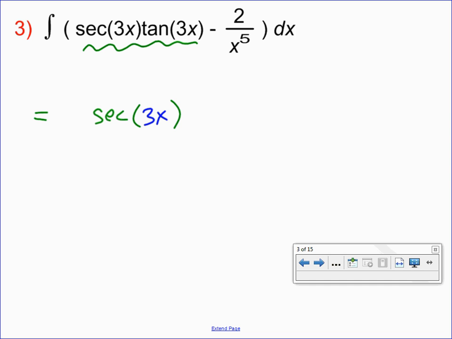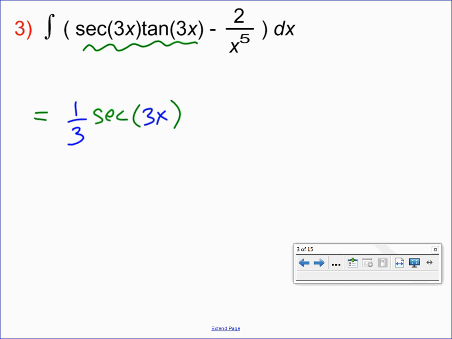No, and so I need to account for that by including what in my antiderivative? A 1/3. Then when I differentiate my antiderivative, 1/3 secant of 3x, I will get secant 3x times tangent 3x times 3 times 1/3, and I'll get the original. So I need to cancel out that missing derivative of the angle 3 with the 1/3 so that my derivative would produce the original integrand.